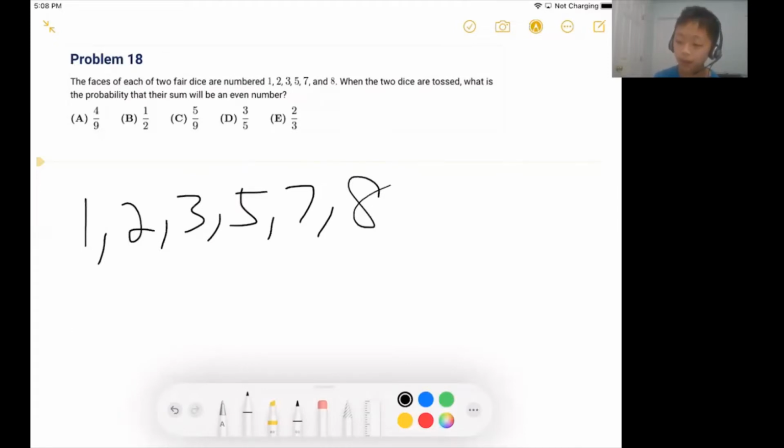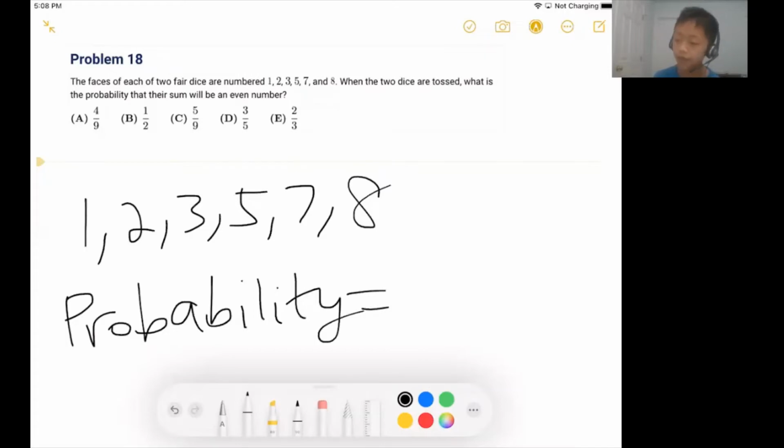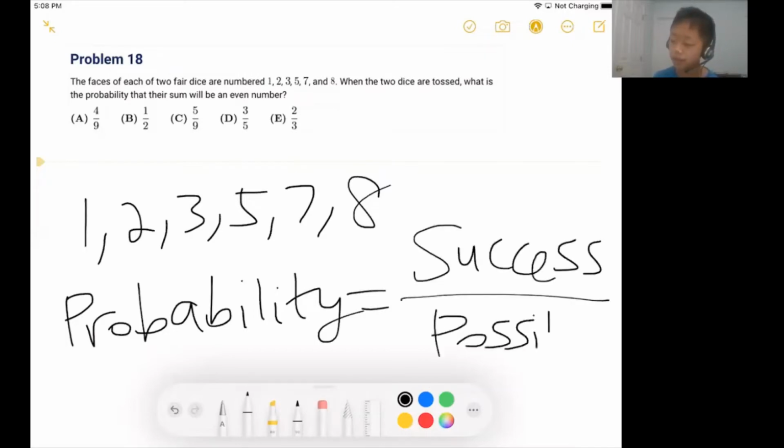So remember that we talked about, like, 2 weeks ago that probability is equal to the number of successes divided by the number of possibilities. That's how we define probability. So we just need to count how many ways there are to find an even number sum and divide that by the total number of possibilities that you can roll.